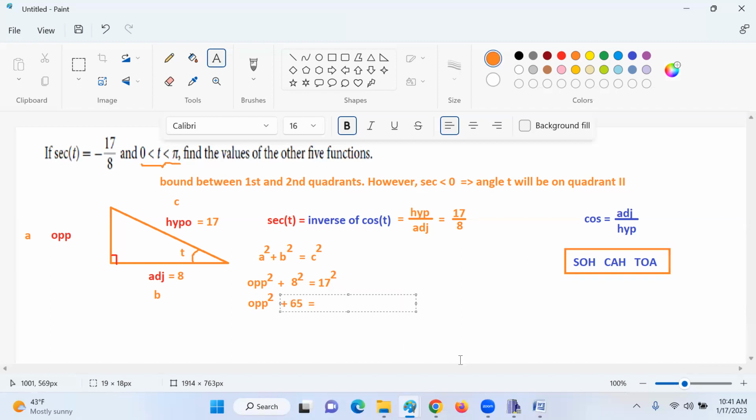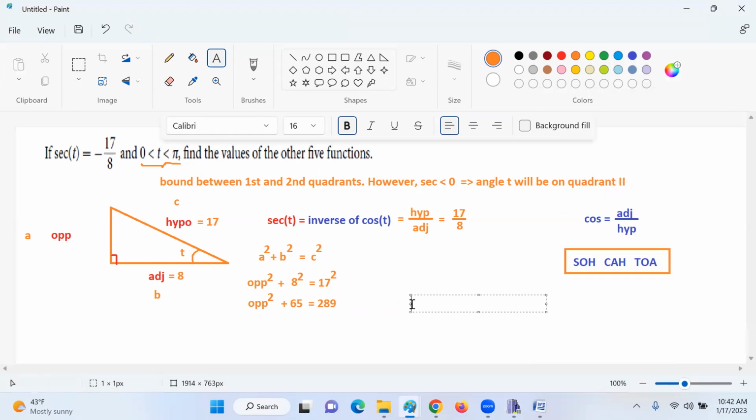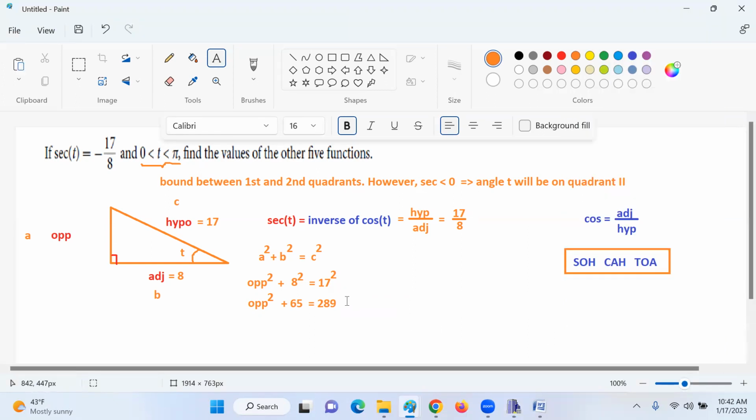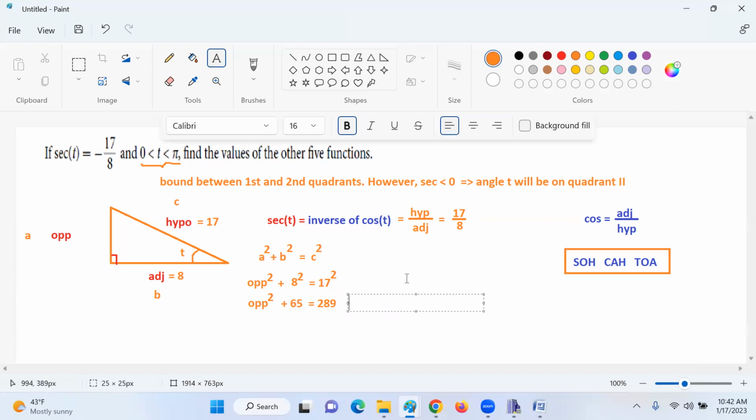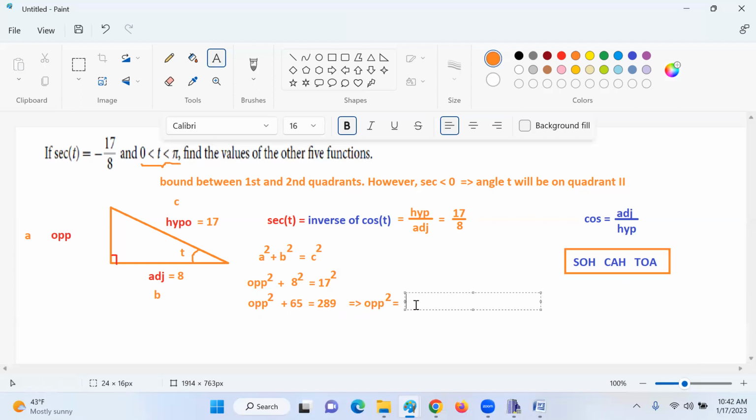7289. Just want to make sure that it's correct. Usually I don't have any trouble with squares, but I just want to make sure. So we can subtract 65 from both sides. So we can look for the opposite squared equal to 289 minus 65. Oh, it's... I'm sorry, 64.